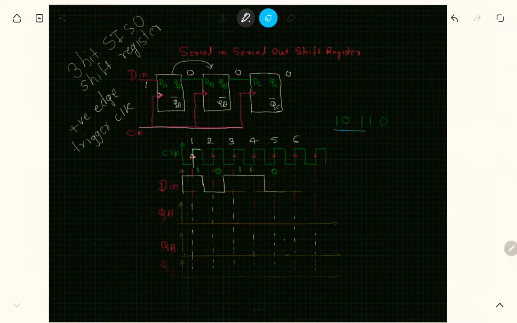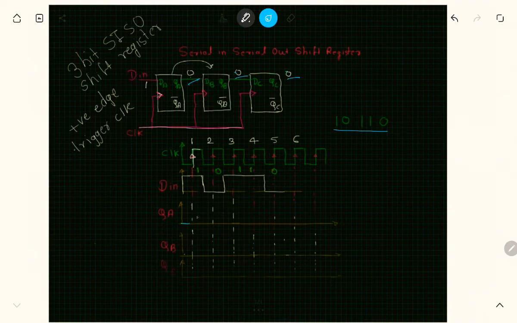We have to transfer the data 1 0 1 1 0. This is the input data. Initially all the flip-flop outputs are reset, which means all the flip-flop outputs are considered as 0 0 0. When the input applied is a 1, the first bit is a 1, in that case what happens?